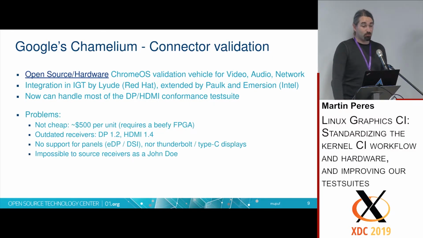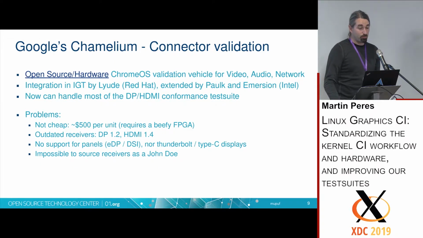Now the problems that come with it is that it's not cheap. It's about $500 per unit because it requires a very expensive FPGA. The receivers that are there are quite out of date, so it's DP 1.1, sorry, not 1.2, and HDMI 1.3 and not even 1.4. I guess I did +1 on all the versions, sorry. Also, it doesn't support panels, so what you have on laptops, it's never DP or HDMI, it's eDP or DSI or other stuff. LVDS is probably gone now.